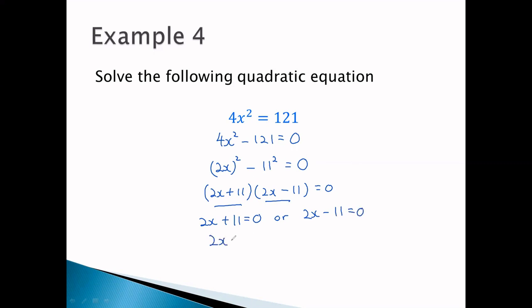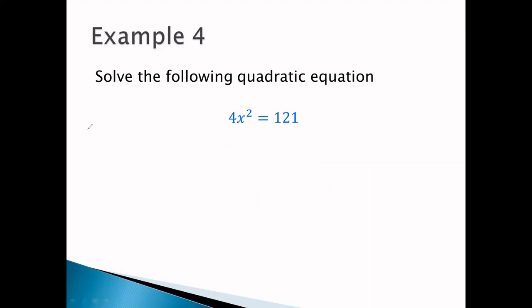So 2x equals 11. Sorry, 2x equals negative 11, x equals negative 11 over 2. And on the other side, 2x equals 11, x equals positive 11 over 2. All right. So remember to always make the right side 0 so that you can make use of the zero product rule. Now, this is really important, especially in the next example.